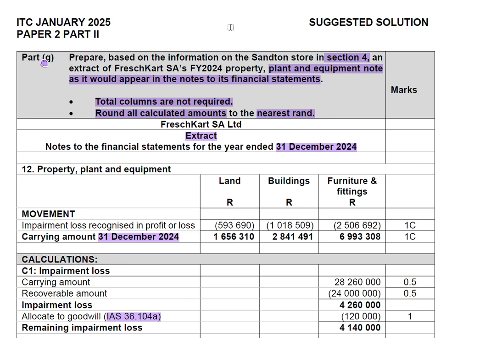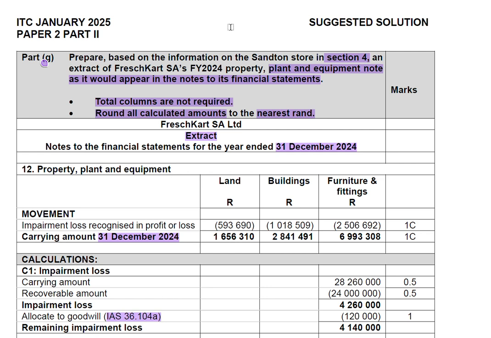So what do we see here? We're required to calculate the note for the Centene branch as it would appear in their financial statements. So it's basically an extract in the financial statement of the holding. You know that section 4 is the one that has information about the struggling and the impairment of the Centene office.